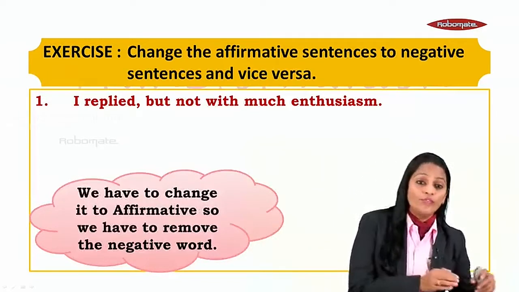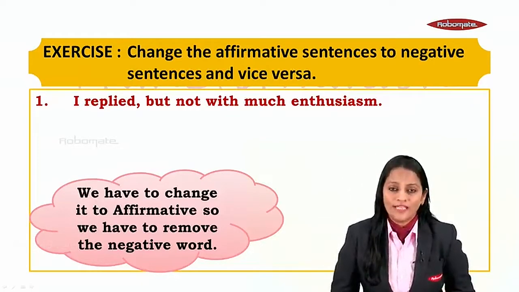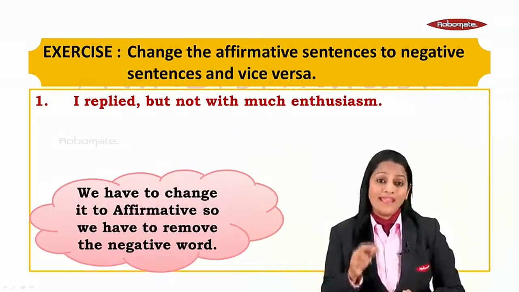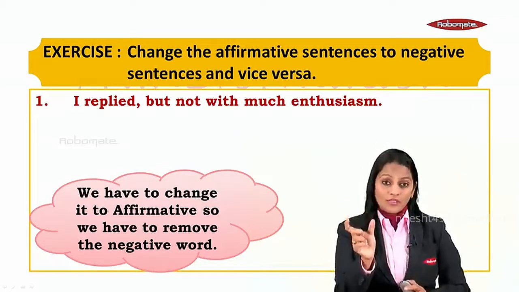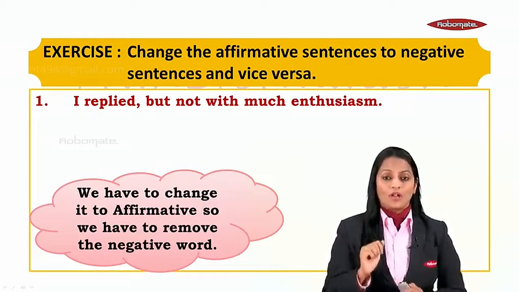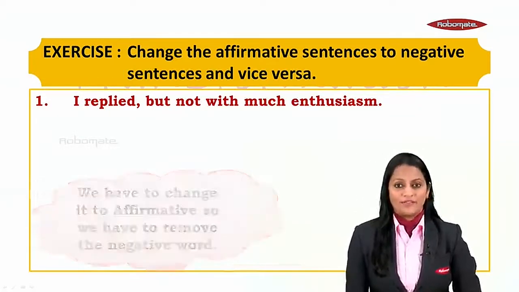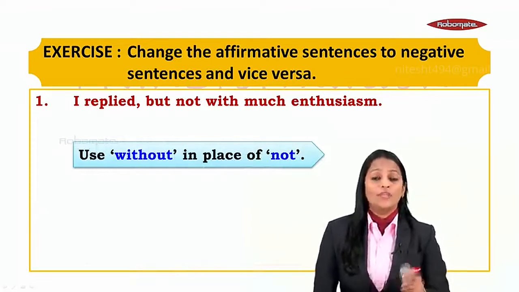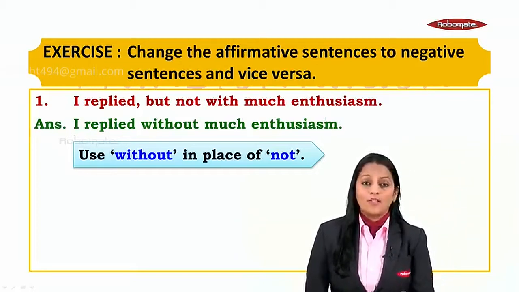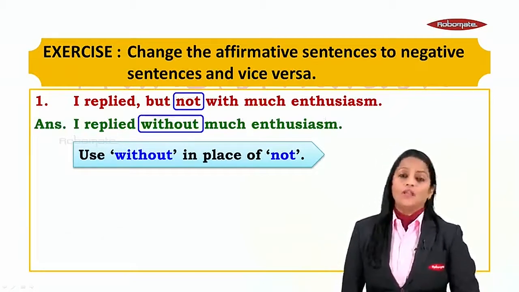So we will have to remove the negative word, but we can't just remove the negative word. We have to maintain the meaning of the sentence. Students, if you remember, we did one example where we said that in order to make negative with the word without, we will remove without and we will use no. Now students, here we have a not. Here we can use without and it will remain the same, and we can still make it affirmative. So here we are going to use without in place of not. So the answer would be, I replied without much enthusiasm. Here, not has been replaced with without.